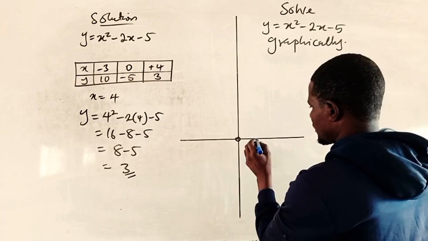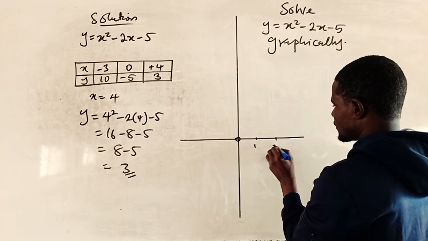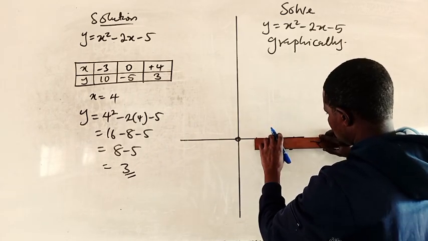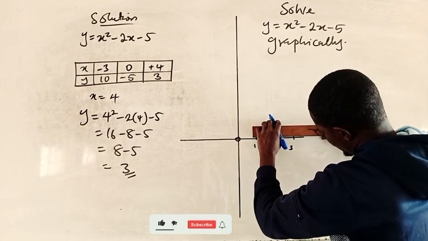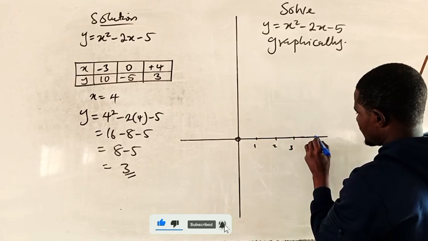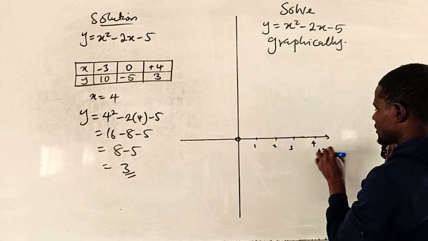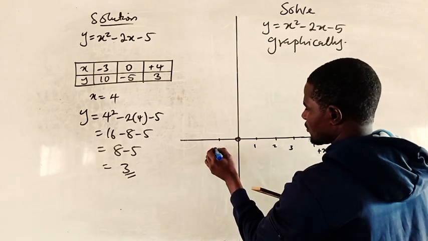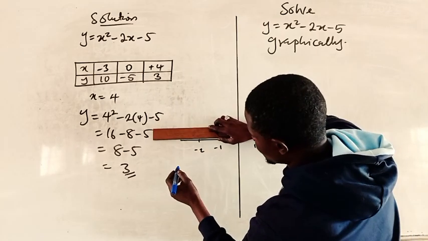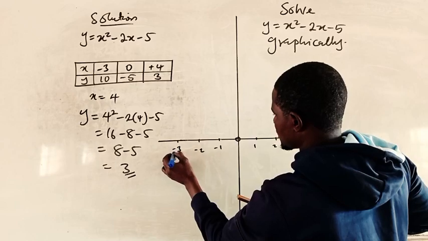Remember, if you take 1 centimeter to represent 1 unit, that is 1. We have 2, we have 3. We increase it, we add it, that means here will be 4. You stop it there, which is positive x. Here will be -1, -2. We increase this also. Then here will be -3.